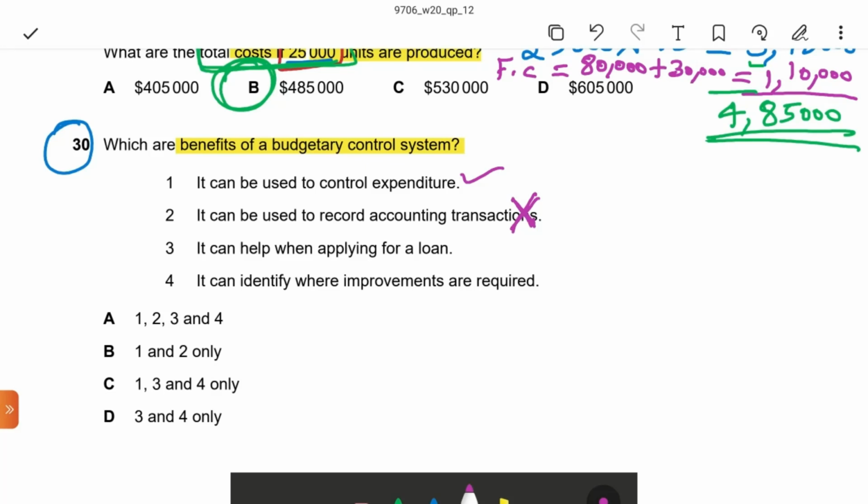It can help when applying for a loan. Yes, the business can check. It can identify where improvements are required. They know how to do the budgetary control. So the correct answer is options 1, 3, 4. The first one is wrong, the second is wrong. Yes, option C is the correct answer.